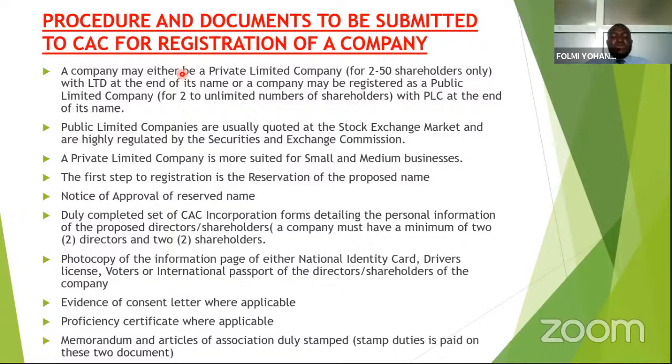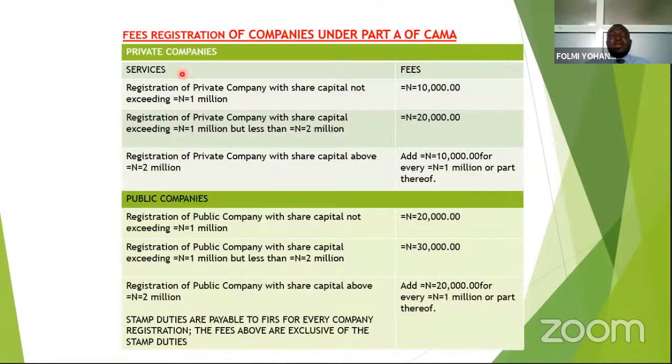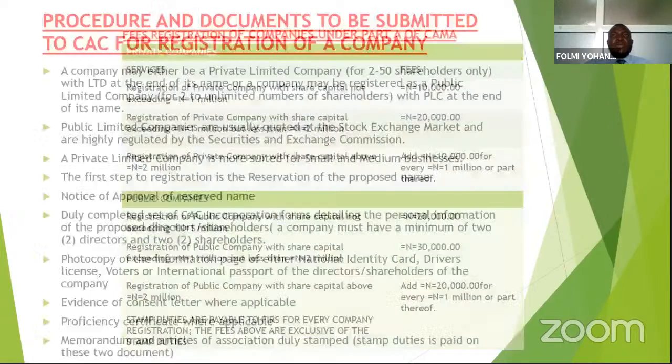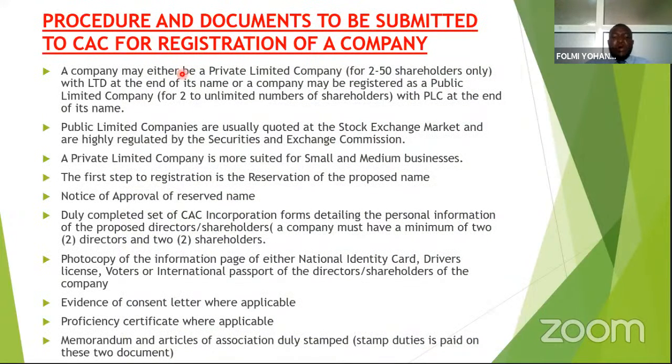Then you will see articles of association also, which you could just simply adopt on the CAC website. All these are there. After you've done filling the form, you can download the form, sign, then upload the form. You wait on CAC. If there is no query, your company will be approved and RC issued to you. So that is registration of companies with CAC.